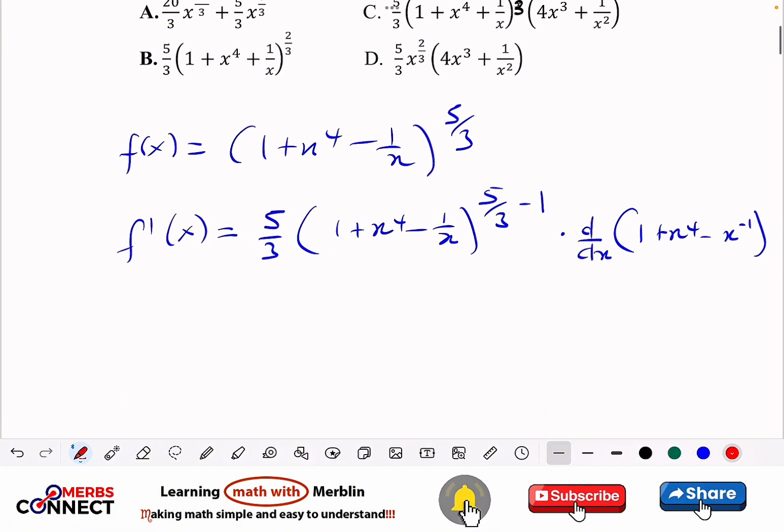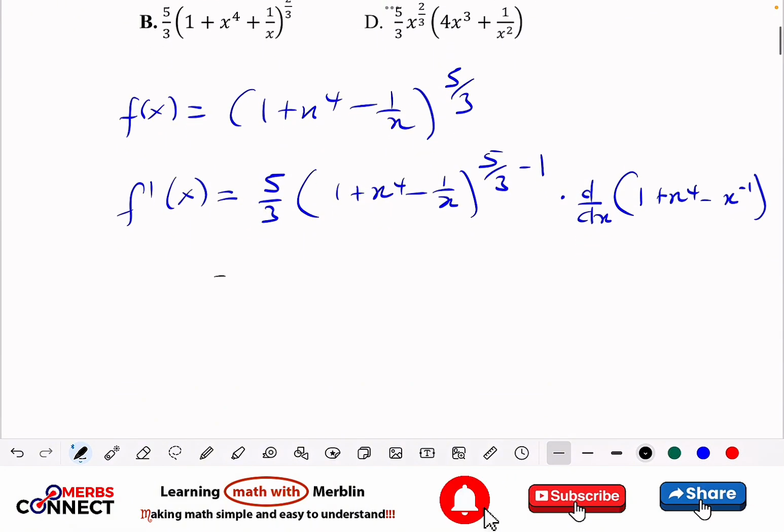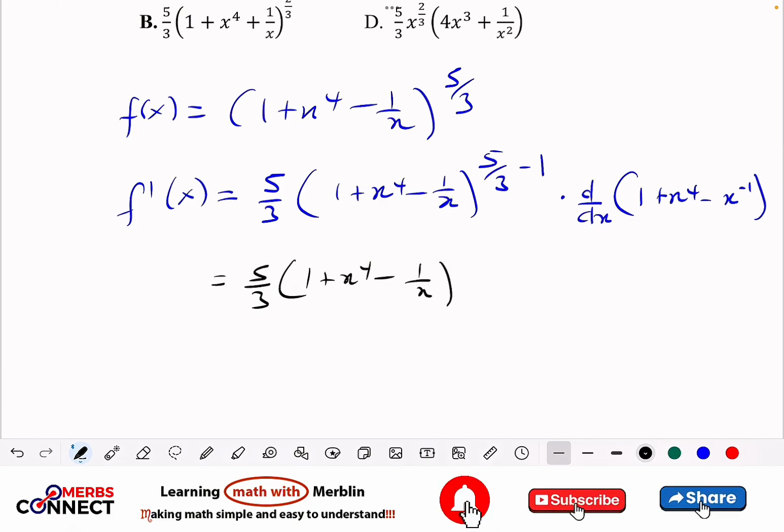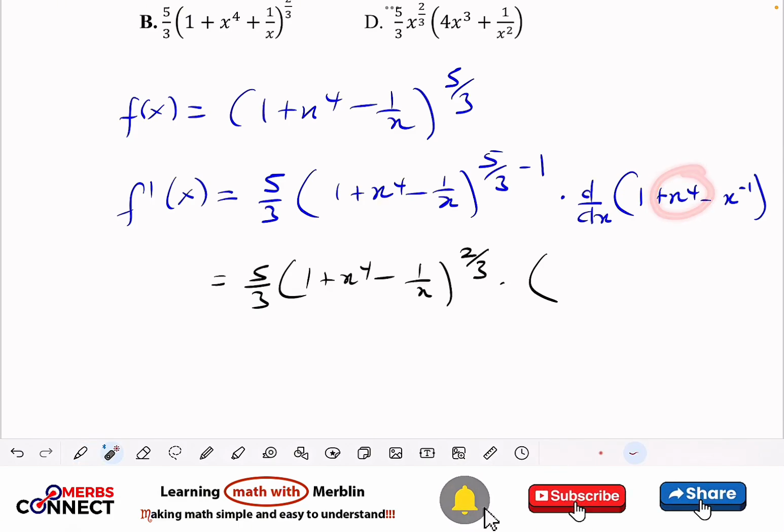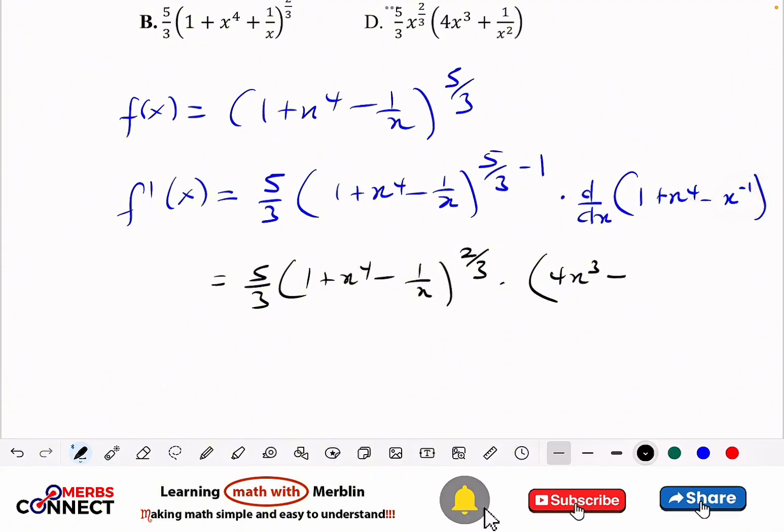So now let's try and finish it up. So this is going to be 5 on 3, 1 plus x to the power 4 minus 1 over x, then 5 on 3 minus 1 is the same as 2 on 3, times, and when I differentiate 1, I'll get 0. But when I differentiate this, I'm going to have 4x to the power 3 minus, when I differentiate this, minus 1 will drop down, so I'm going to have it to be plus. Then x to the power minus 1 is going to be minus 2.